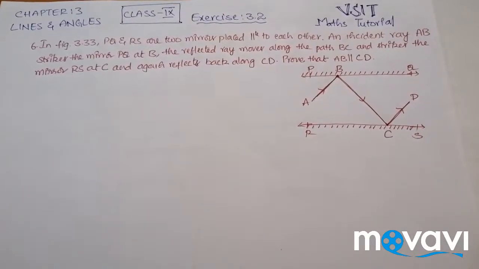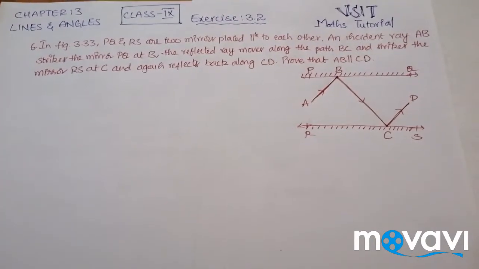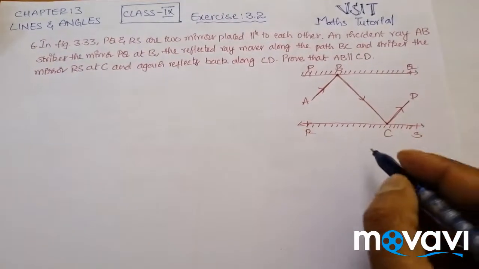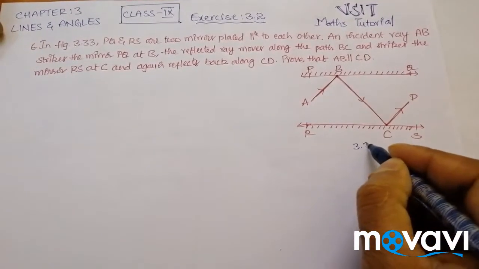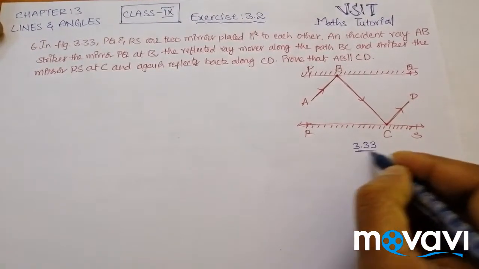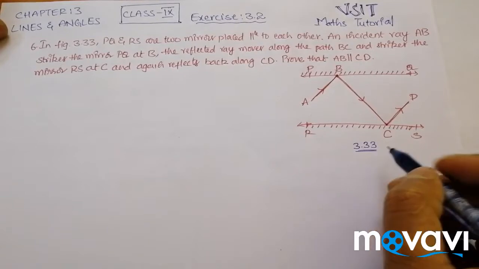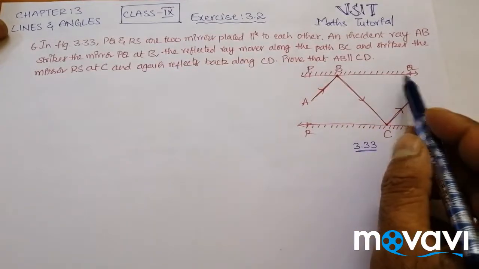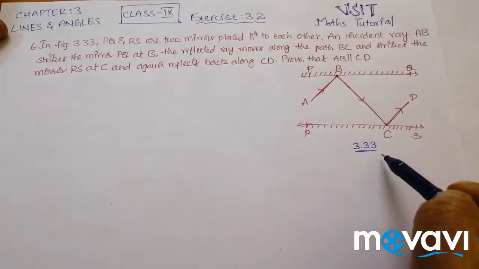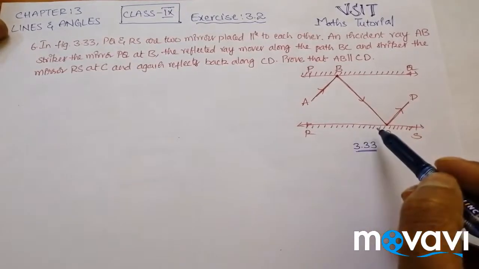This is the sixth question of exercise 3.2 of the chapter Lines and Angles of class 9. The question is given in figure 3.33, that is this picture. In figure 3.33, PQ and RS are two mirrors parallel to each other. That is, PQ is one mirror, RS is another mirror, which are parallel to each other.